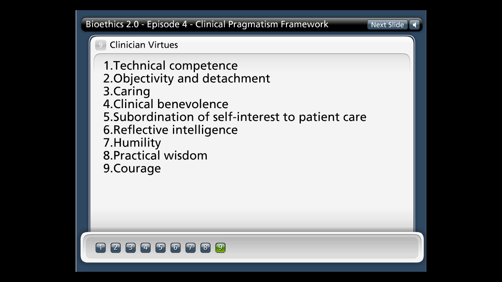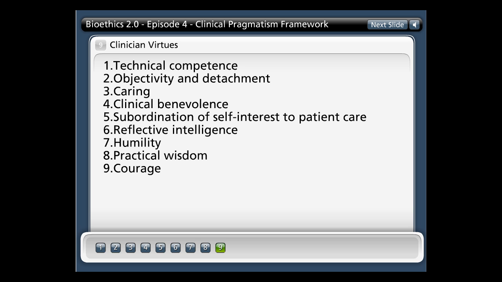The 6th thing is reflective intelligence. We like our clinicians to have the ability to reflect on the clinical literature, to reflect on their own practice, and to reflect on their own patients and their patients' experiences. That leads into the 7th clinical virtue, humility, which is recognizing that you don't know everything, that you may need to get consultations, that you may need to consult the clinical literature, and that you don't know everything in the world and that you're not, quote, playing God.